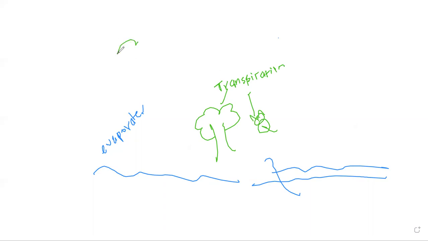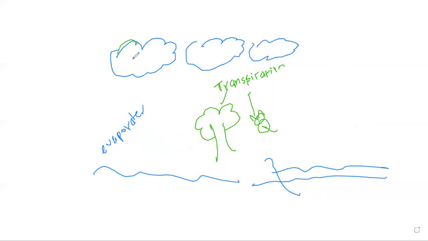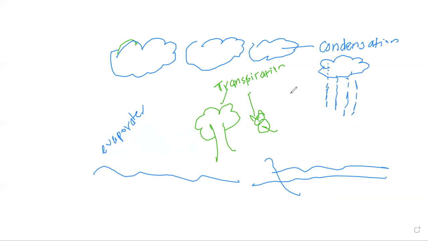And where does it go? It goes to the atmosphere. Clouds. Yes, and it forms clouds, where what process is going on in the clouds, girls? Condensation. Vapors cool, and then, don't forget, precipitation. Yes, it precipitates.